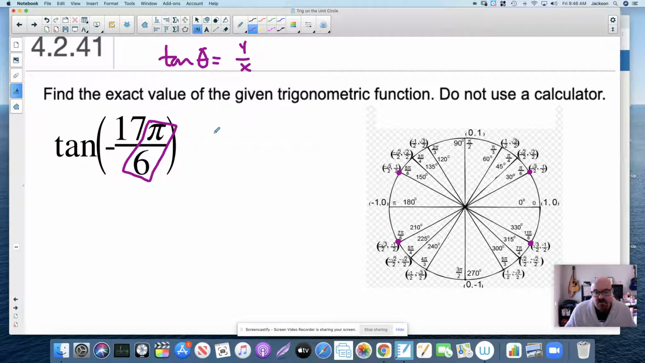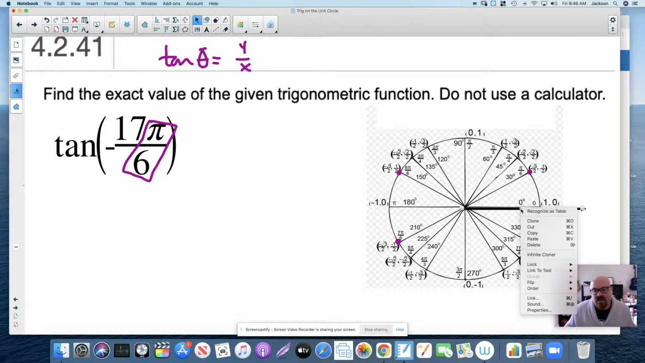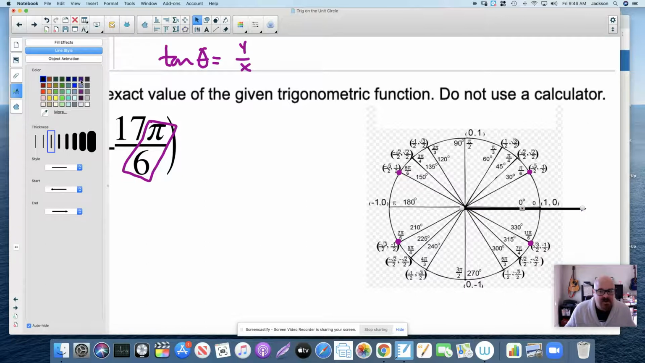Couple of ways to talk about this. I've already shown you in a couple of other videos how you can just find the coterminal angle for negative 17 pi over 6. I want to talk about a different method, which I showed you in a previous video towards the end, and that is counting around the unit circle. So that's what I'm going to focus on here.